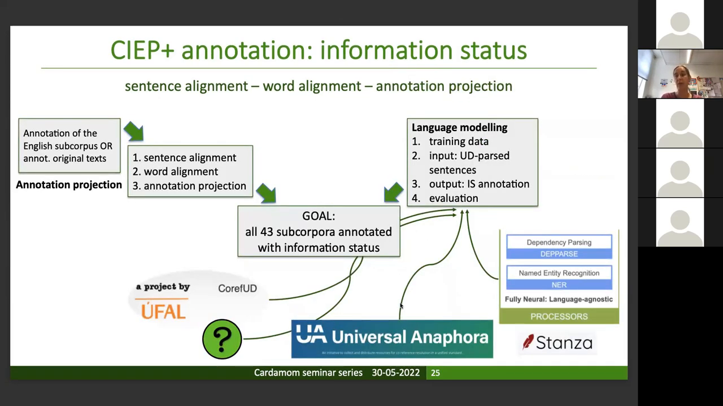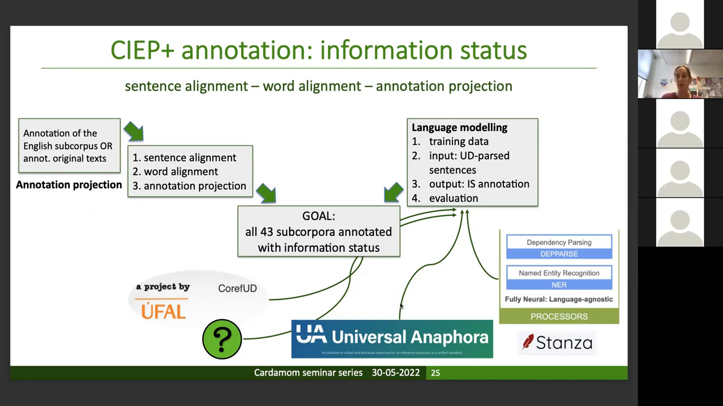And then we also have an alternative, or perhaps in parallel to annotation projection, would be to do language modeling to achieve our goal of information status annotation for all subcorpora. So here the input would be parsed sentences, where we have the universal dependencies, parsed sentences, and we create training data, right? So the CoNLL-U format allows for one extra column where we could store annotation on information status with these labels I've already talked to you guys about. So given, new, accessible, and contrastive. And these would be generated by humans, right?